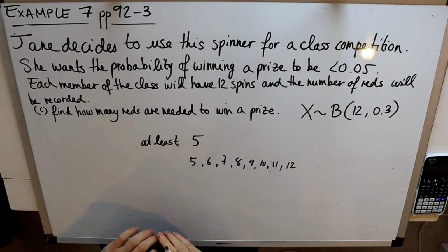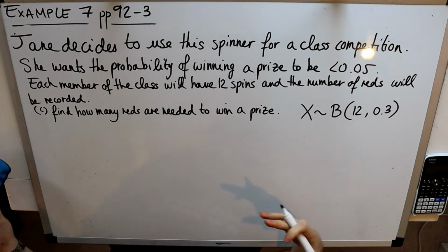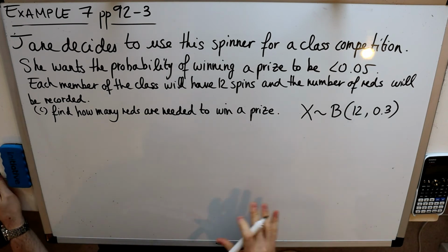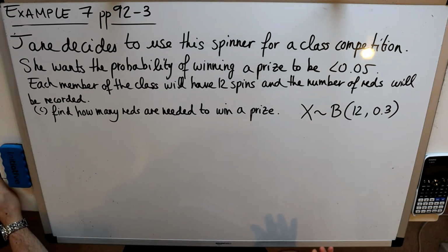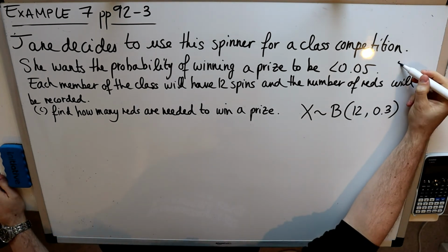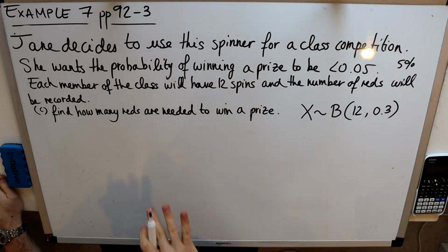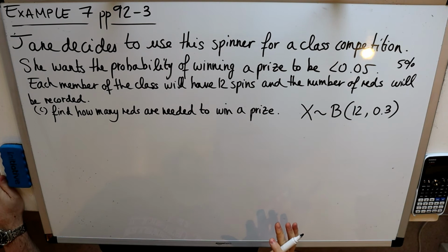Now what she's doing, instead of setting a number of reds, is actually setting the probability. This is actually how a lot of casinos work, where they say they want it to be extremely unlikely to win. So Jane decides that she wants the probability of winning to be 5%, and then works backwards to figure out how many reds that corresponds to.